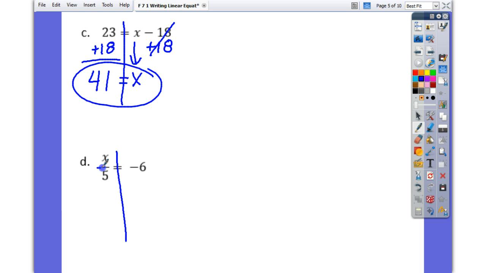This means x divided by 5. So you have to do the inverse of division. Make sure you watch your signs. What's the inverse of division? Multiplication. So the opposite of x divided by 5 is multiply times 5, or 5 over 1. Those end up canceling out. x equals, and then we had to multiply this by 5. You get negative 30.